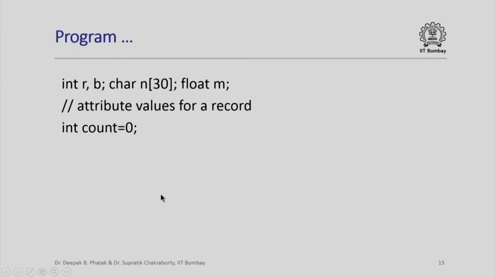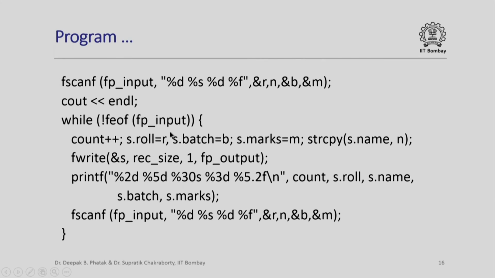Having done this housekeeping, I also define 4 variables: r, b, char n[30] and float m. These are temporary internal variables to hold values which I read from the input file. So these are attribute values for a record. I start with an initial value of 0 for a count and do the following. I first read from the fp_input file the values for r, n, b and m. Notice that I use pointers except for n, which is the character array. Notice the format specifiers %d, %s, %d, %f. These will suffice because I have exactly 4 values separated by blank spaces.